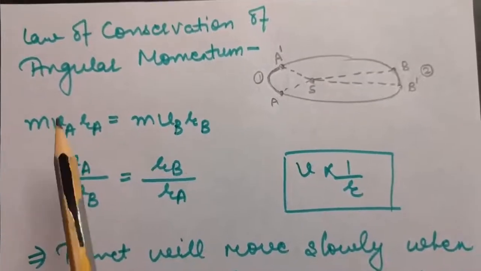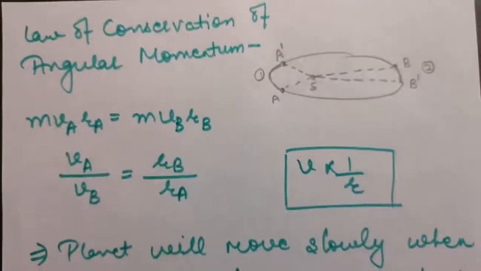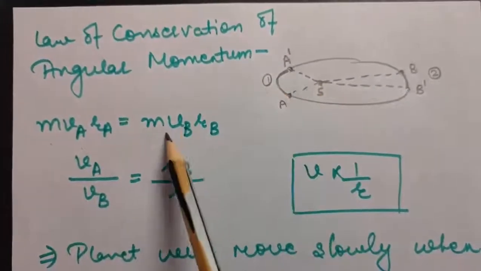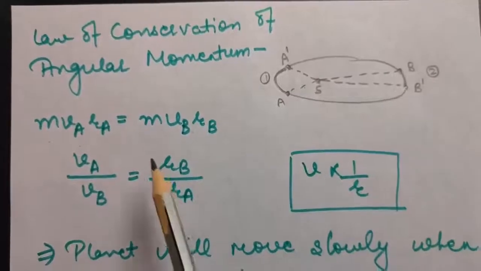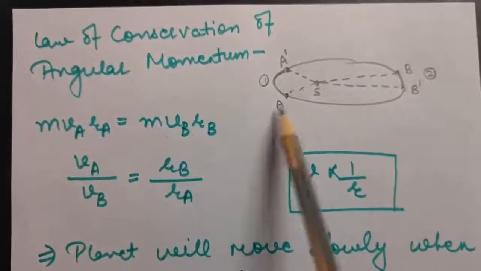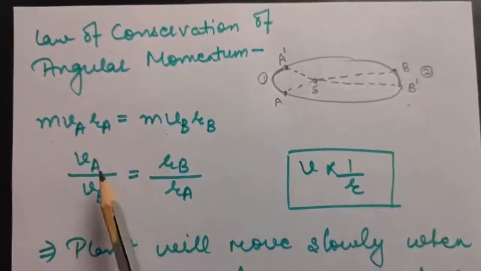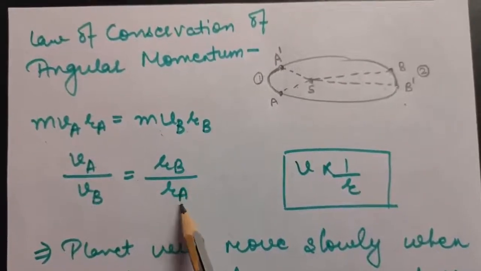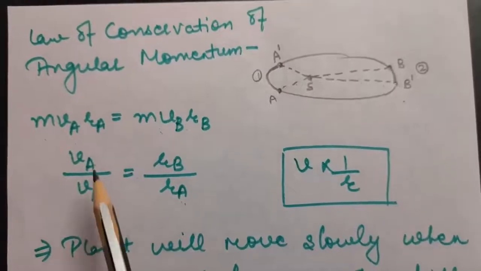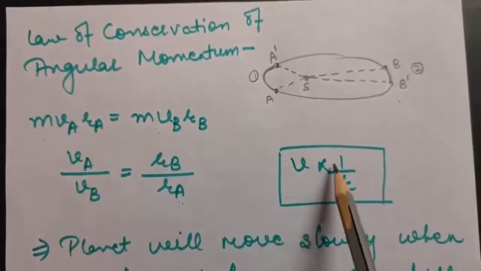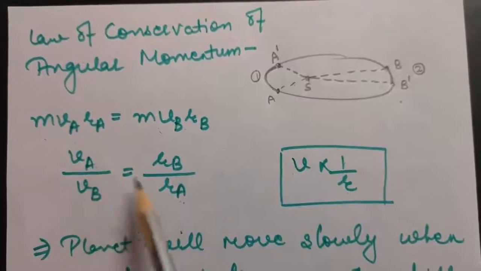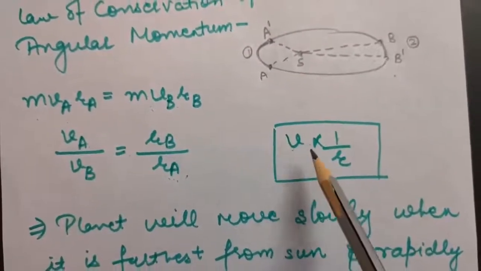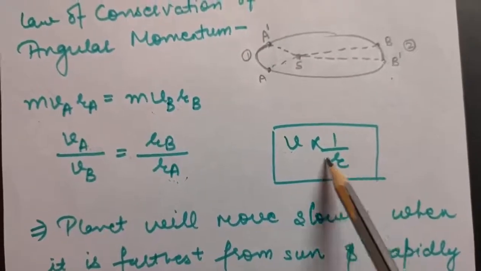Angular momentum is mvr, so m va ra for this path and m vb rb for this one. Now m will cancel out because we are taking the same planet in both instants. So from here you get va upon vb equals rb upon ra. From here you can conclude that v is inversely proportional to r, as you can say va is inversely proportional to ra. That means the velocity is inversely proportional to the distance from the sun.